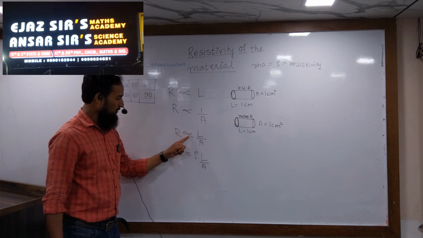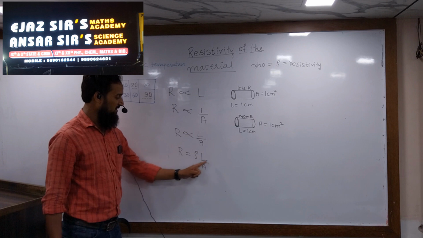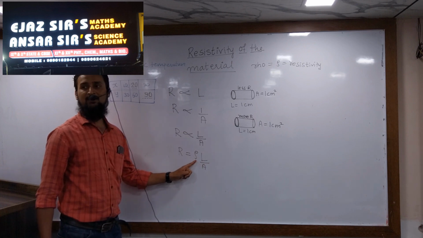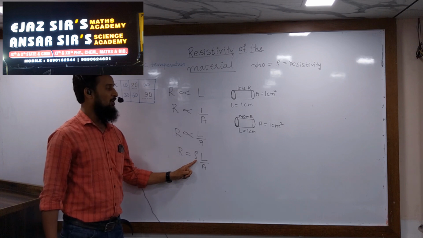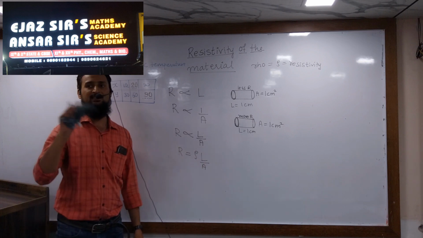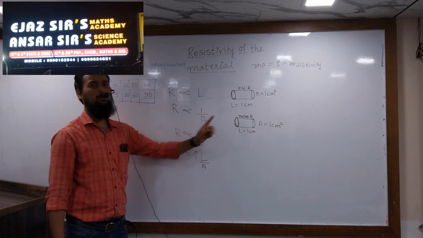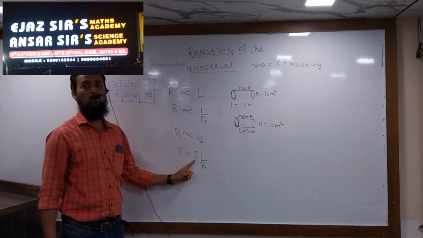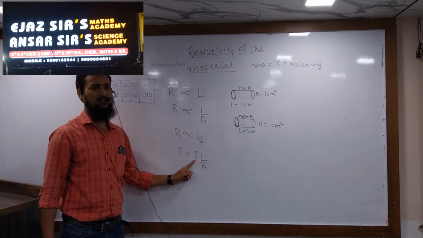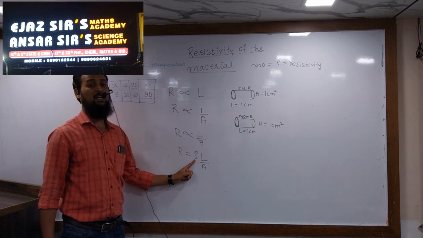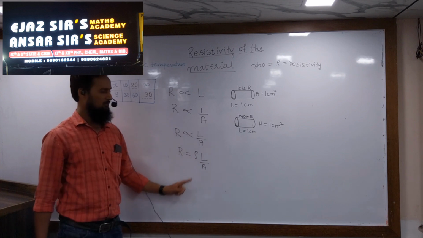So when you remove this proportionality sign and use an equal to sign, you have to multiply the right hand side with a constant value, and this constant value is rho, which is called the resistivity of the material of the conductor, not the resistivity of the conductor, resistivity of the material. This value is constant for a particular material. It has a fixed value for copper, another fixed value for gold, another for silver, another for nichrome, another for any other metal.